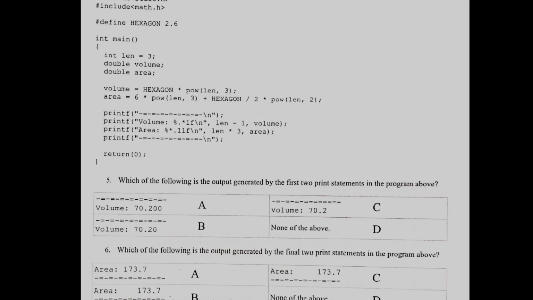above? The first two print statements has this formatting that is above the second print statement, and then we are printing out the volume with dot star LF or double /n, and then the width specification is going to be length -1, and then it's passing the volume as well. So length is 3, so length -1 is going to be 2, and volume is going to be 70.2. Thankfully, they don't make us calculate that because they only have one answer choice.